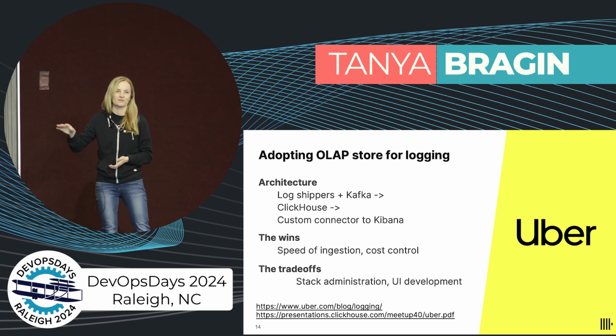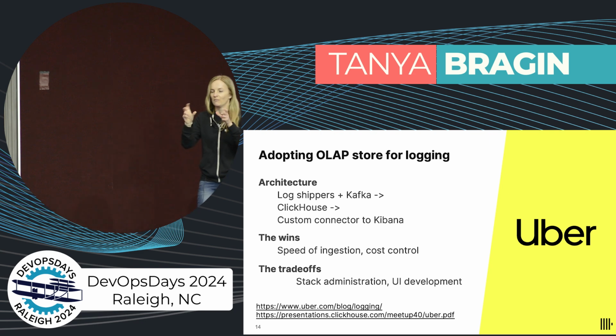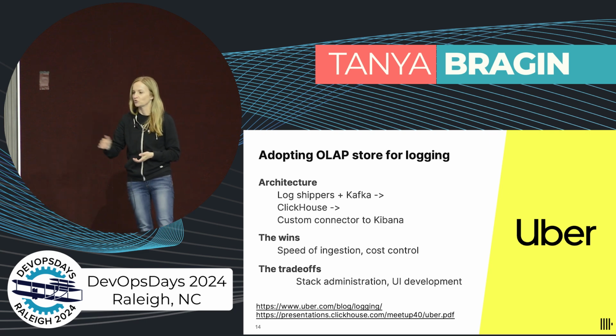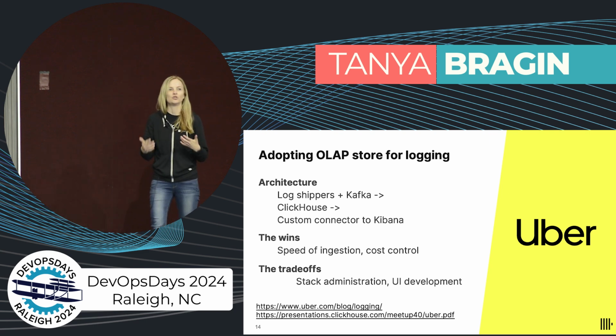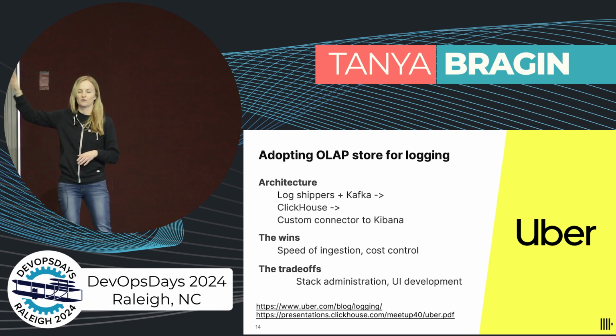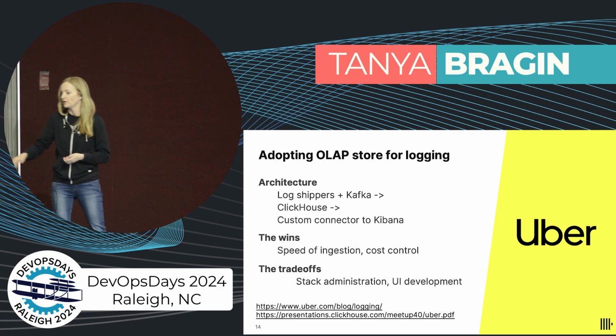They kept the log shippers. They kept Kafka. For their analysts, because they were already used to Kibana, they modified Kibana to talk to ClickHouse. That was the best solution for them. So the wins were speed of ingestion and cost control. The trade-offs were a new stack to administer and this additional UI development. You can find all of this on Uber's blog as well as a meetup talk that they did where they deep dived on this use case.